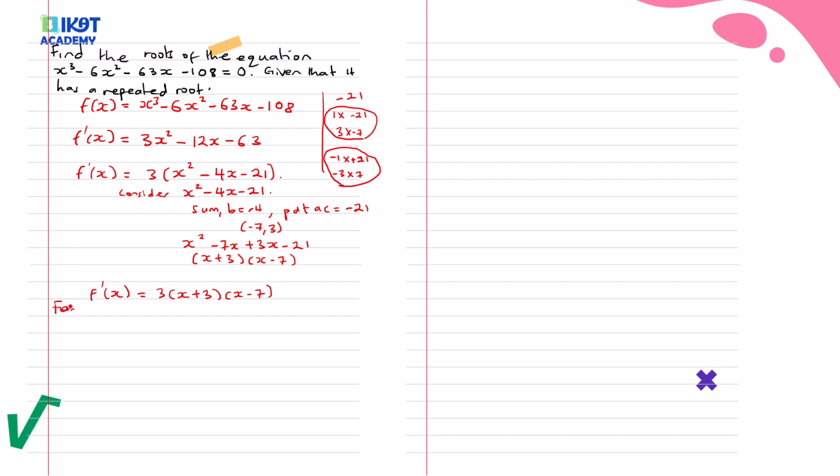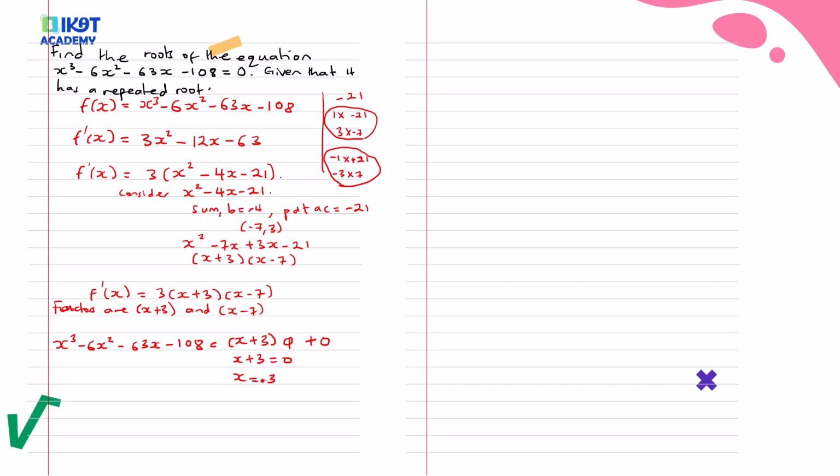So here, the factors are x plus 3 and x minus 7. One of these is our repeated root, but we can't tell from here, as I told you last time. So what do we do? We test them one by one. We start with x cubed minus 6x squared minus 63x minus 108. If this is a repeated root, it should give us a remainder of 0, because if it's a repeated factor, it's also a factor of the expression. So we equate this to 0.